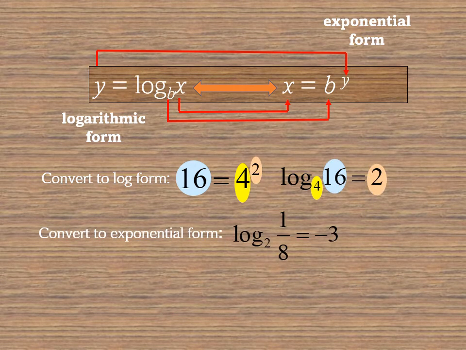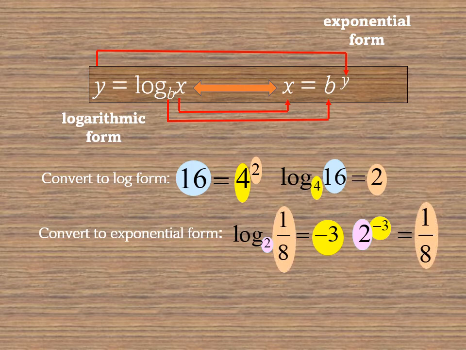Now, if we want to convert to exponential form, log base 2 of 1 over 8 equal to -3. So that's going to be 2 to power -3 equal 1 over 8. So notice the base is 2, and the exponent, and 1 over 8.